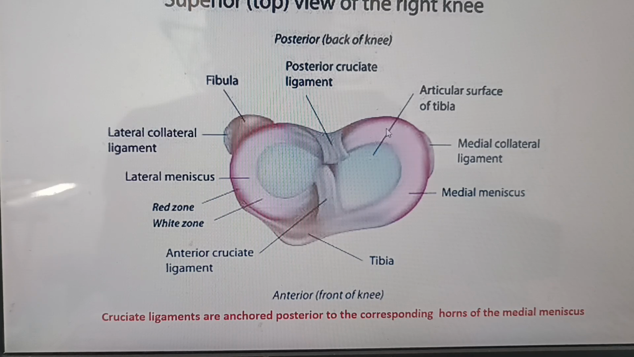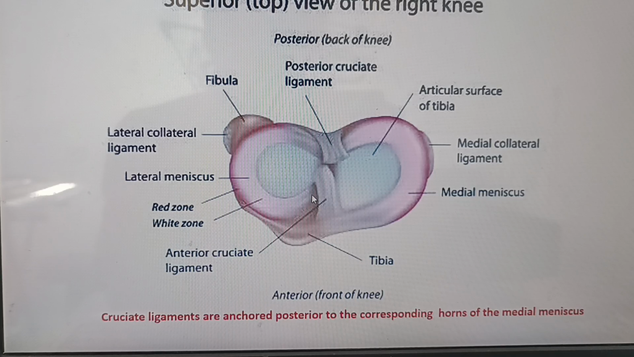Now, with the large medial meniscus, you can see the small lateral meniscus is contained inside the medial meniscus. So this is the overall view of the menisci. That means the horns of the menisci, from anterior to posterior, can be seen as the anterior horn of the medial meniscus, followed by the anterior horn of the lateral meniscus, followed by the posterior horn of the lateral meniscus, followed by the posterior horn of the medial meniscus. So this is the arrangement of the horns of the menisci.